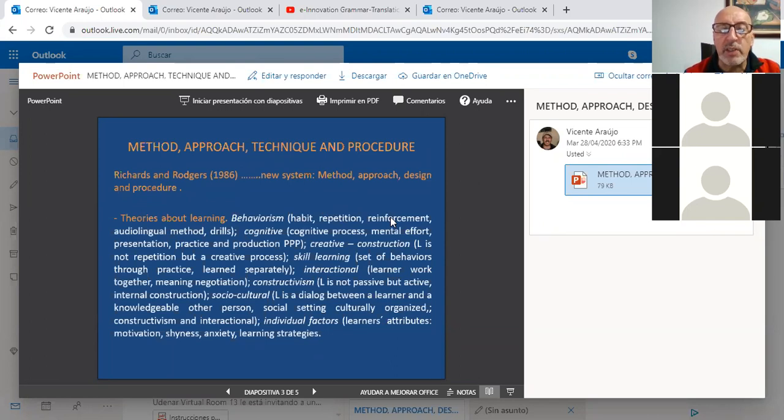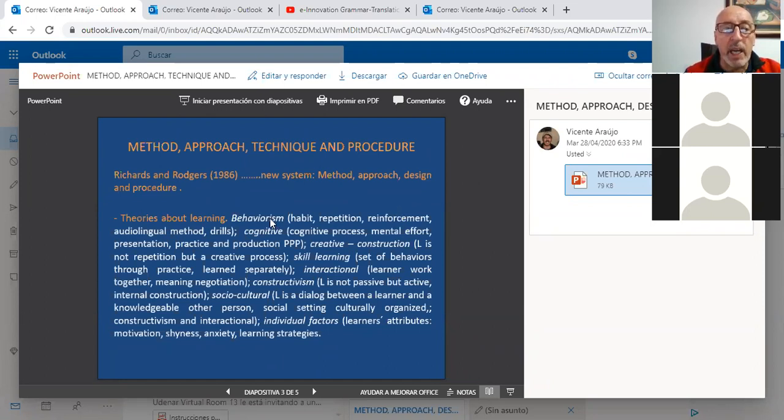And there is reinforcement, stimuli and answer. You say, hello, the other person says, hi. Reinforcement. So, how do people learn? According to behaviorism, by habit. Learning is a habit. Learning is repetition. Learning is reinforcement. It sounds fine, so far.